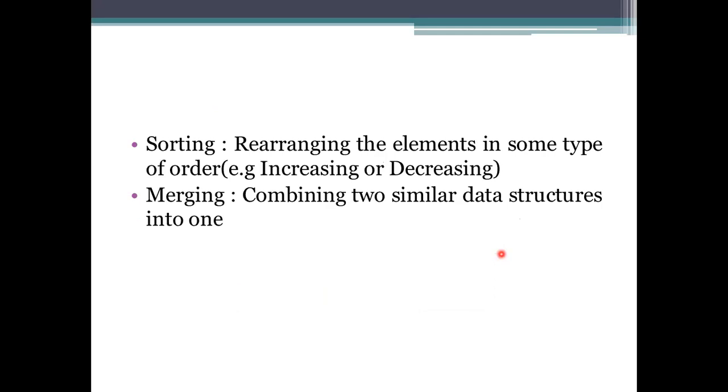And then sorting; sorting elements is also used. In sorting, you have many: bubble sort, selection sort, and merge sort. All of these use array representations or other data structure representations. And then merging means similar data structures will be merged into one. So these are the operations we have.